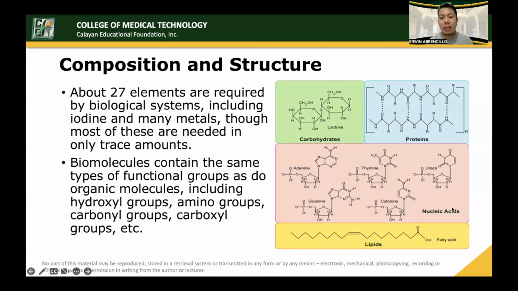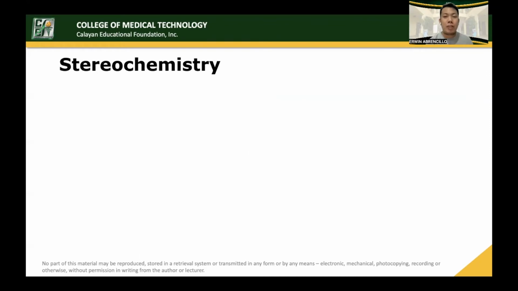So another are the nucleic acids, no? You can still check, for example, in adenine, in guanine, in thymine, cytosine, and uracil. And for lipids, there are a lot of examples that we can cite. And then you can still look into the functional groups that are present among the examples. But the point is that in biomolecules, you will see the same functional groups as that of other organic molecules. So let us talk first about stereochemistry.